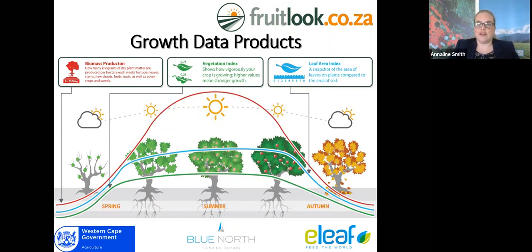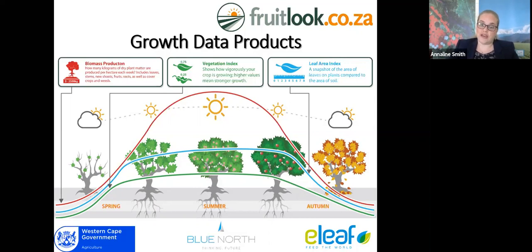Then the next one is the leaf area index, and that is how much square meter leaf area there is per square meter soil area. They cancel each other out. So the higher value you have there, the denser your canopy is. You can look at your leaf area index as almost like the capacity of your solar panel. The more leaf area you have, the more capacity you have to absorb the sunlight for photosynthesis and potential growth.